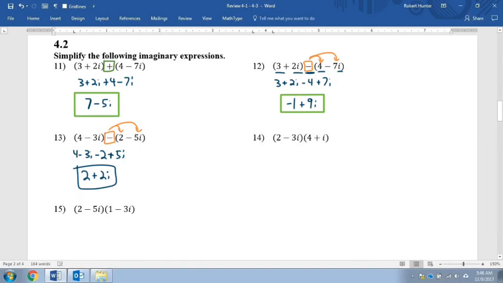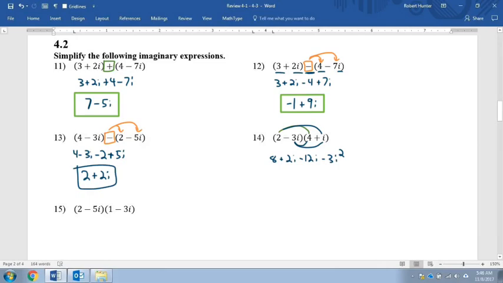Number 14, we're multiplying these things. Well, we multiply these out just like we would any other binomial. You distribute the 2, and then you distribute the negative 3i. Alright? So 2 times 4 is 8. 2 times i is 2i. Negative 3 times 4 is negative 12, so negative 12i, and then negative 3i times i is negative 3i squared.